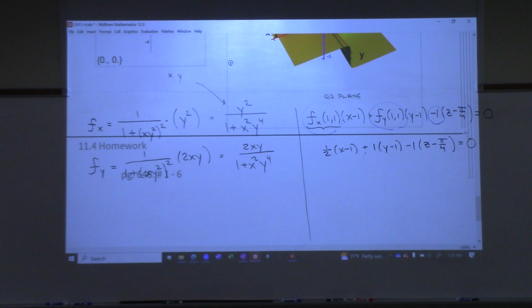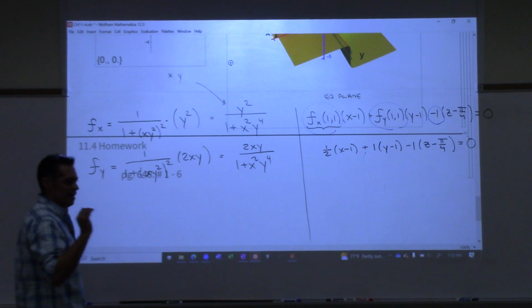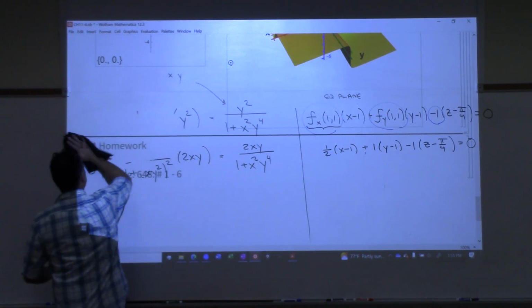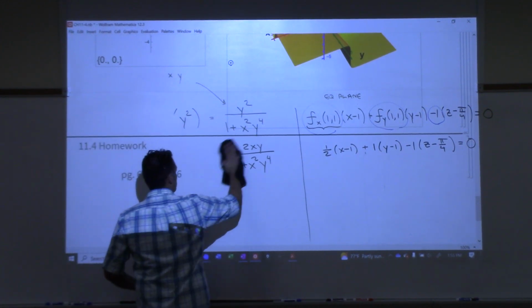That's it for this section. I think these problems in the homework are pretty straightforward because you just use the formula. So the challenge is really going to be, are you getting your partial derivatives correct? Are you actually doing your partials correctly and then plugging in the points properly? Short and sweet on that one.